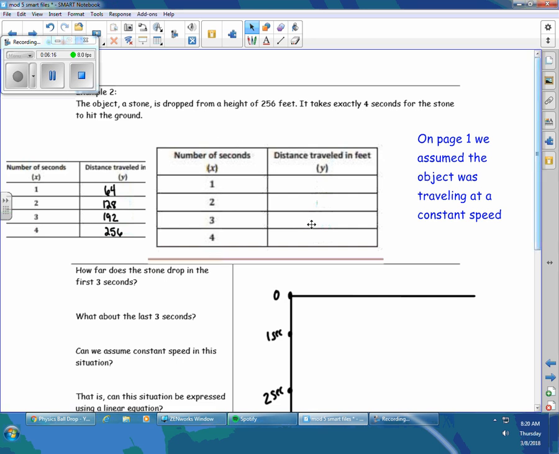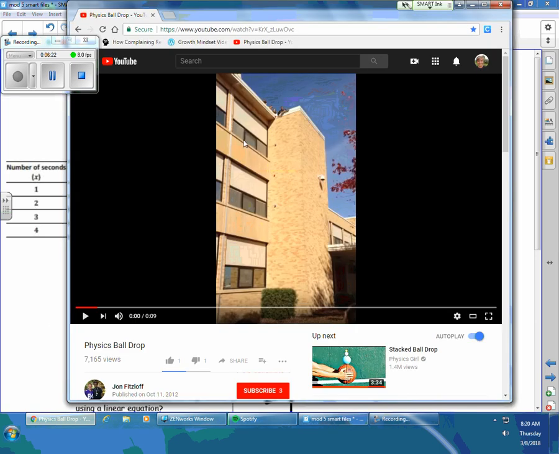So let's take a look at a YouTube video of this experiment actually happening, and it's called the physics ball drop. And this was done at, I want to say, a university or a college, where they actually took a ball, and they dropped it from the roof of a building. And they recorded it so that they could use that recording to make predictions about how things drop. So let's take a look.